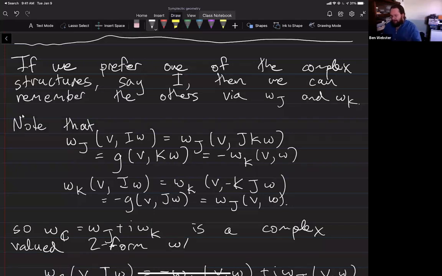Well, ω_J of V, J times something, that's by definition the metric applied to V and something. So this ω_J, because I have a J here, I can rewrite that in terms of the metric as g of V, KW. Well, that is almost by definition ω_K, but there's a minus sign that shows up, using the fact that K is anti-symmetric or using the fact that K squared is minus one. And similarly, if I do this to ω_K, I get almost the same answer, but now I have to take I and write it as minus KJ, right? That's out of cyclic order. So I pick up a minus sign. So I get ω_J applied to V, W.